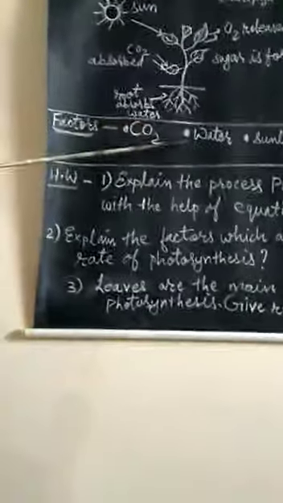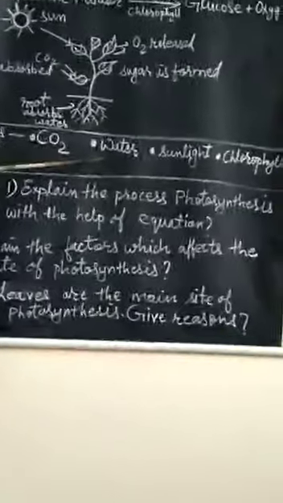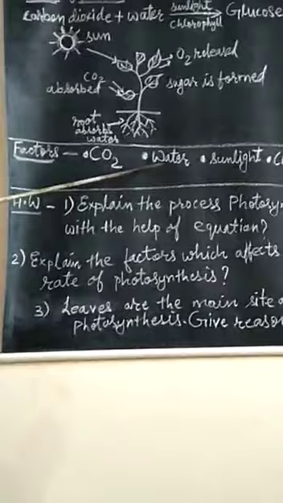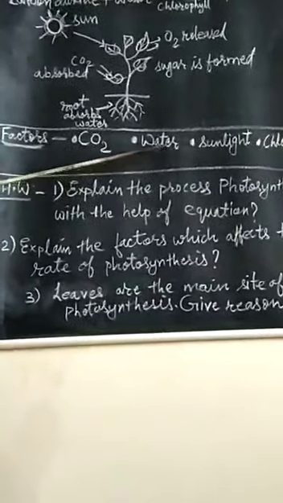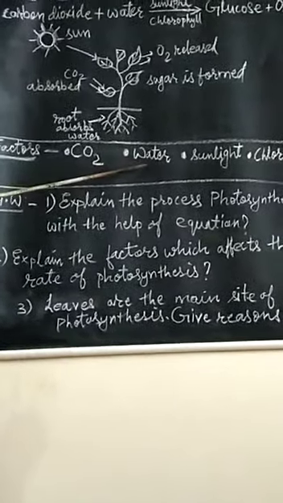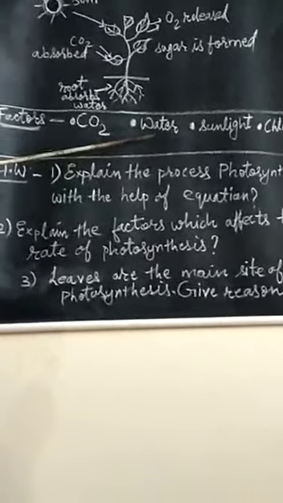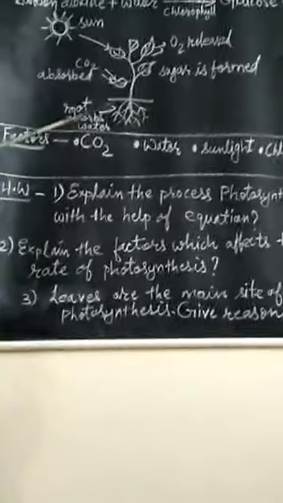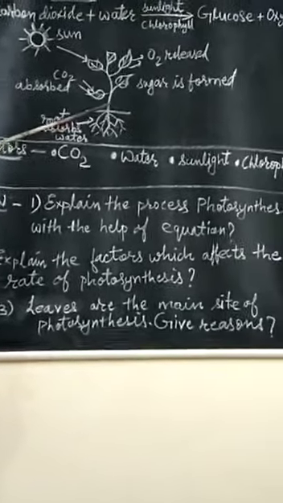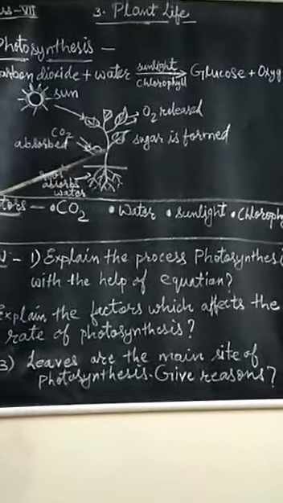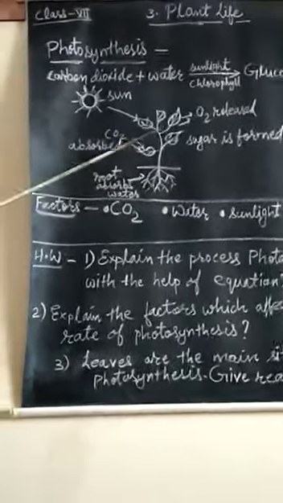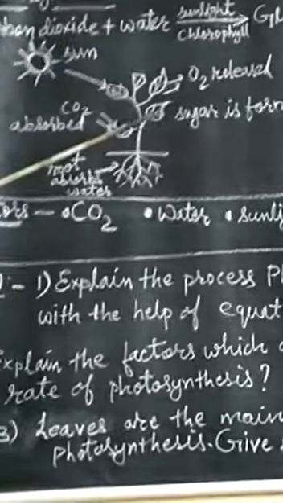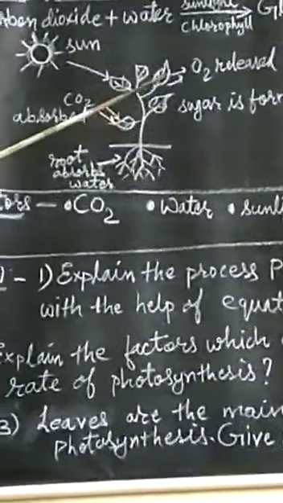Now the second one, water. The more availability of water, it will enhance the rate of photosynthesis in plants, because if more water is present in soil, then water will be absorbed by roots in large quantity, then a large amount of water will be available for the plants, and leaves can perform the photosynthesis process at a higher rate.